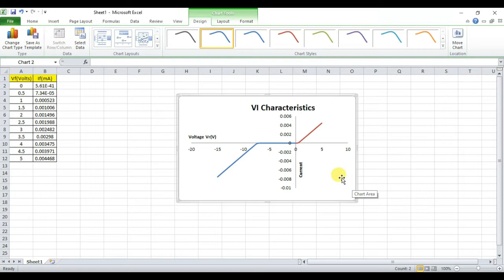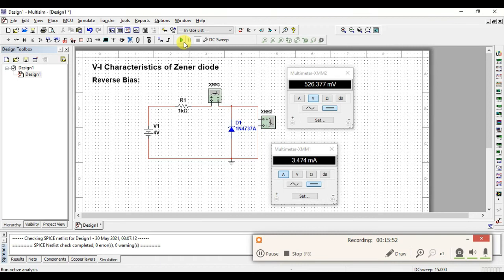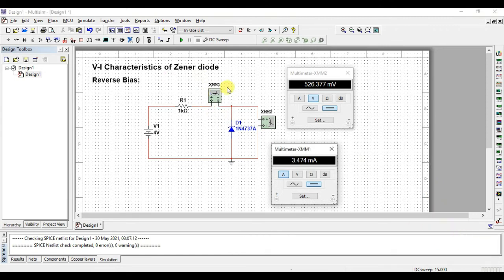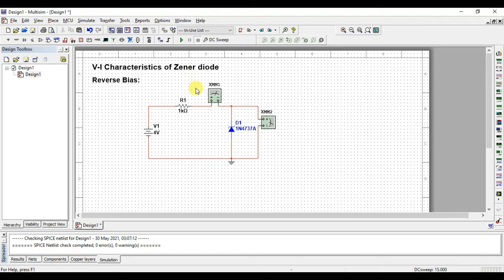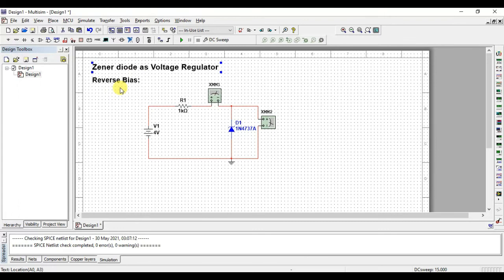Next one. Now Zener diode's main application is nothing but Zener diode as voltage regulator. So how can we perform Zener diode as voltage regulator? By changing the connections and by connecting the diode in the reverse bias condition, we can use Zener diode as voltage regulator. So always Zener diode as voltage regulator will be connected in the reverse bias condition only. So no need to mention specially as reverse bias.